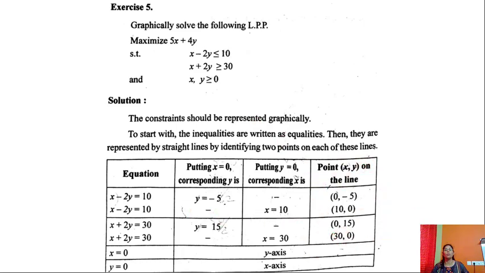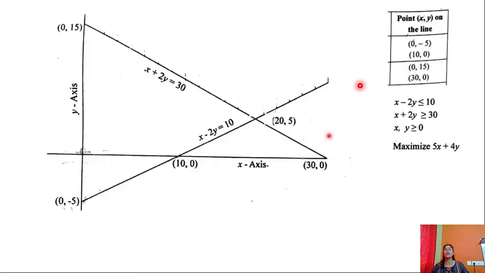After that, we have to plot the points on the graph. Now let us see, these are the points that we have to plot on the graph. First is 0 and minus 5. So this is the point. And next is 10 and 0. So x is 10 and y is 0.